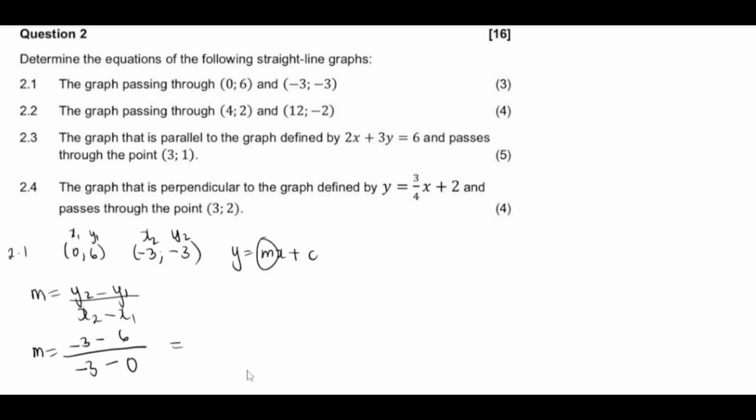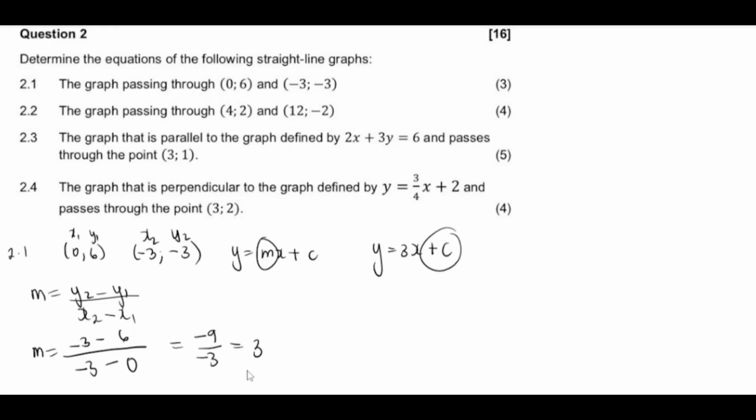M is equal to negative 9 over negative 3, which gives us positive 3. So our gradient is positive 3. Let's go fill that into our equation. Y is equal to 3x plus c. Now let's find the value of c.